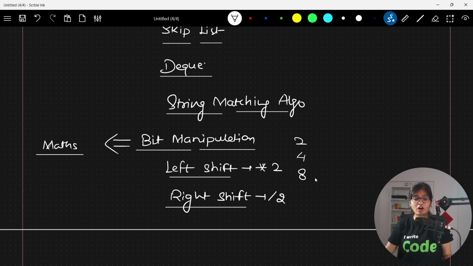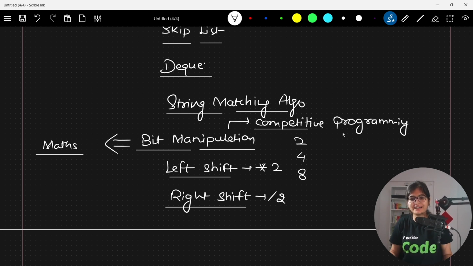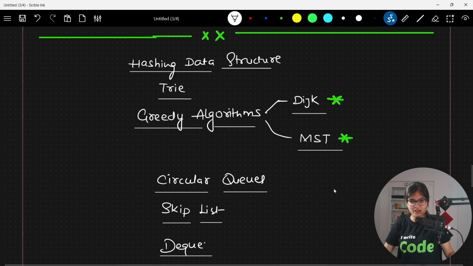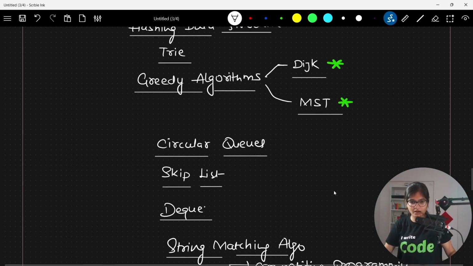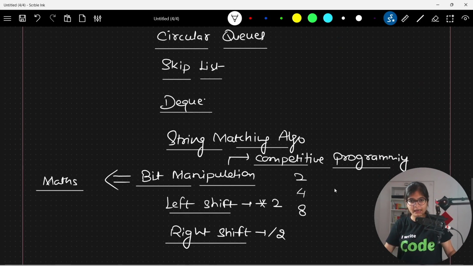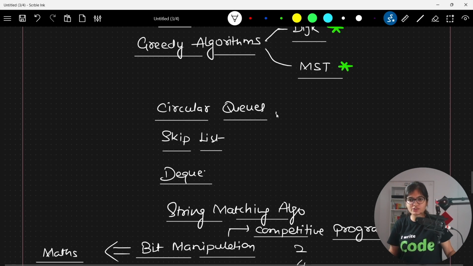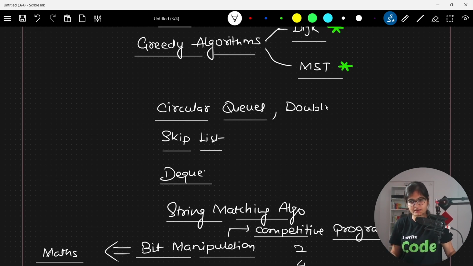And in a lot of competitive programming, if you are really interested in solving competitive programming problems, it's very important to have a good command over the bit manipulation topic, right? Apart from that, I think I have covered almost everything. Let me check once. Circular queues, doubly linked list is also included here. Doubly linked list, circular queue, circular linked list.